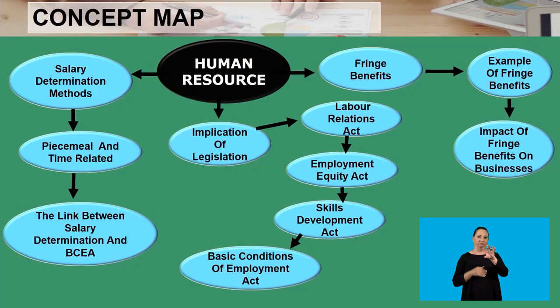We are going to do a recap, or actually we are wrapping up our Business Studies Grade 12 lesson. We were talking about human resources, and specifically we focused on salary determination methods and fringe benefits. So what is it that we've covered? We'll start with our concept map. These are the things that we've covered.